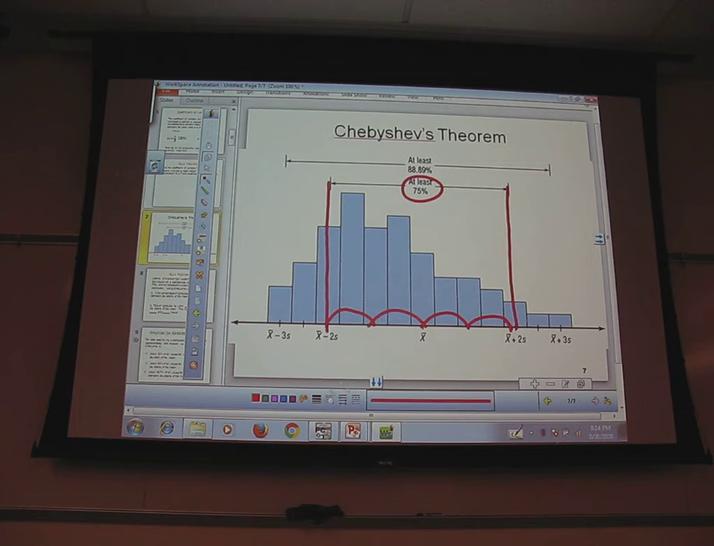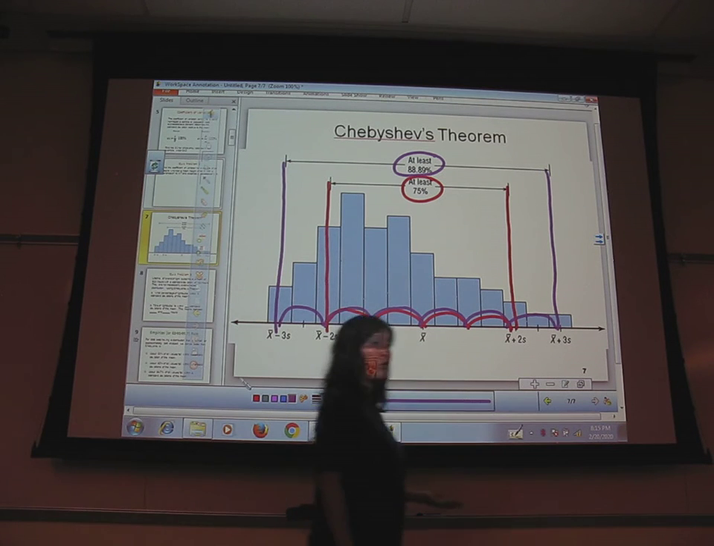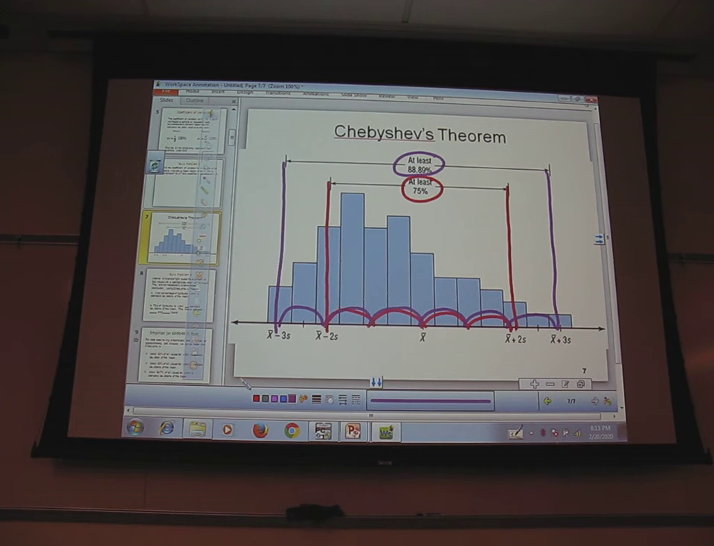If you go 3 standard deviations, then it'd be 1 minus 1 over 3 squared, which would be 1 minus 1/9, or roughly 88.89%, will fall within 3 standard deviations, at least. Could be more. Usually it's a lot more, but at least. So 75% to 100% will fall within 2 standard deviations. 89% to 100% will fall within 3 standard deviations. So Chebyshev's, again, just gives the minimum.